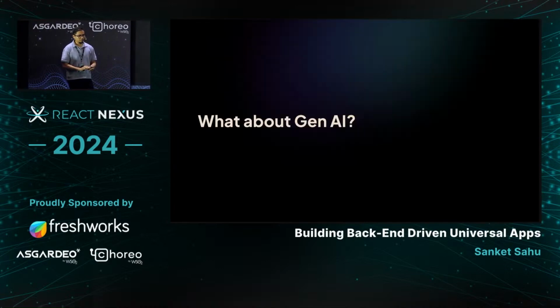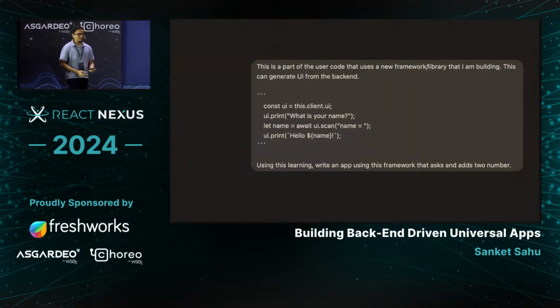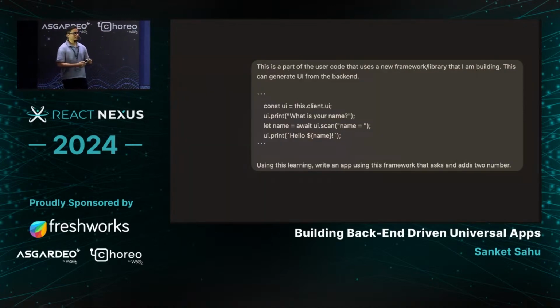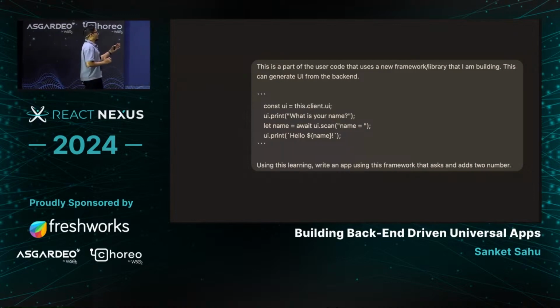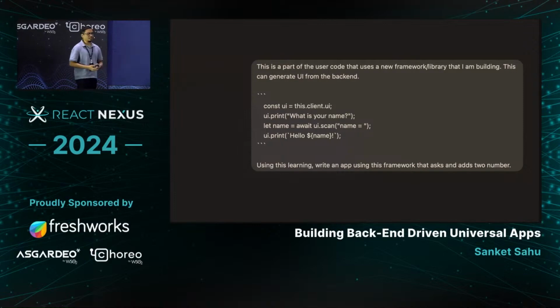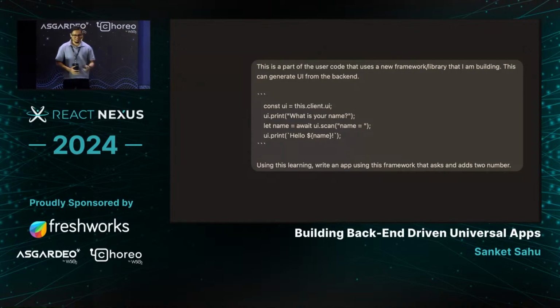So yeah, what about Gen AI? I mean, we have all these AI words, right? And the buzz of AI, we have to talk about it. So I went ahead and shared this bit of code, the 4 lines of code, with ChatGPT, and I said, I'm building a new framework, and this is how it looks. Can you help me write an app using this framework that asks to add 2 numbers? And this is the whole input that I gave to ChatGPT.